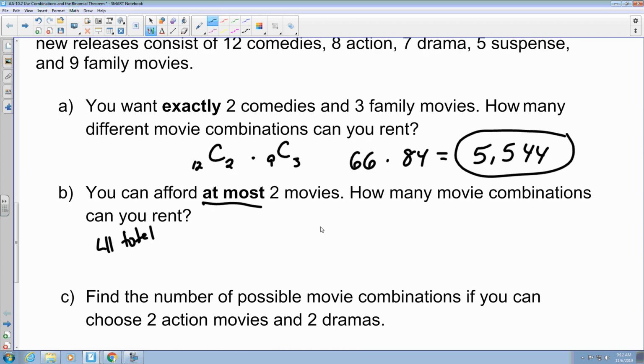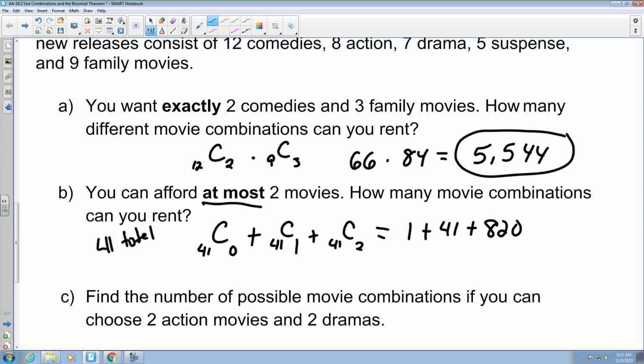So we're going to look at a combination where we have 41 choices and we got 0, because that's a possible option, plus a combination of 41 and 1, plus a combination of 41 and 2, because it's at most. So the combination of 41 and 0 is 1, plus the combination of 41 and 1, which is 41, plus the combination of 41 and 2 gets us 820. When you add all of those up, we get 862 possible outcomes.